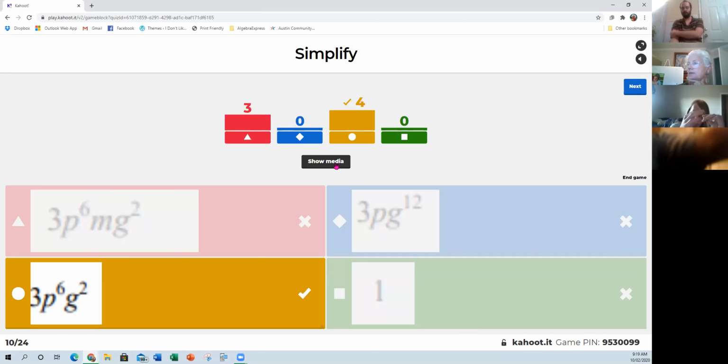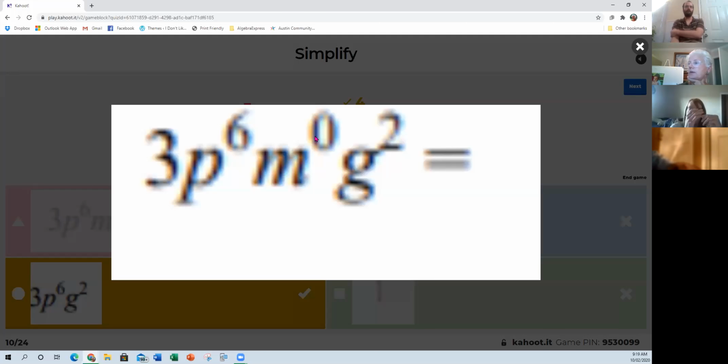Okay, so the only thing that is going to need to be simplified is that m to the 0, and that goes to a 1. And when you multiply 3p to the 6th g to the 2nd by 1, you just come back to 3p to the 6th g to the 2nd.